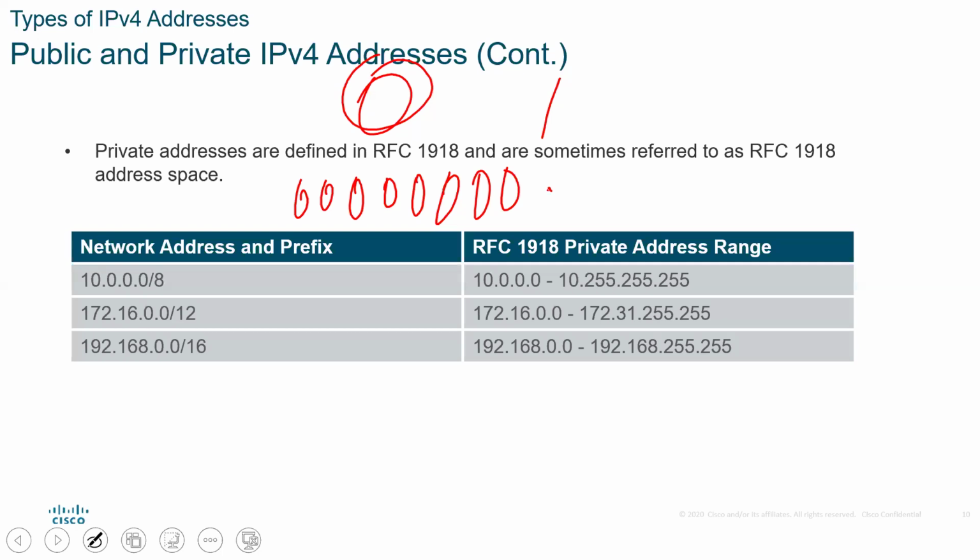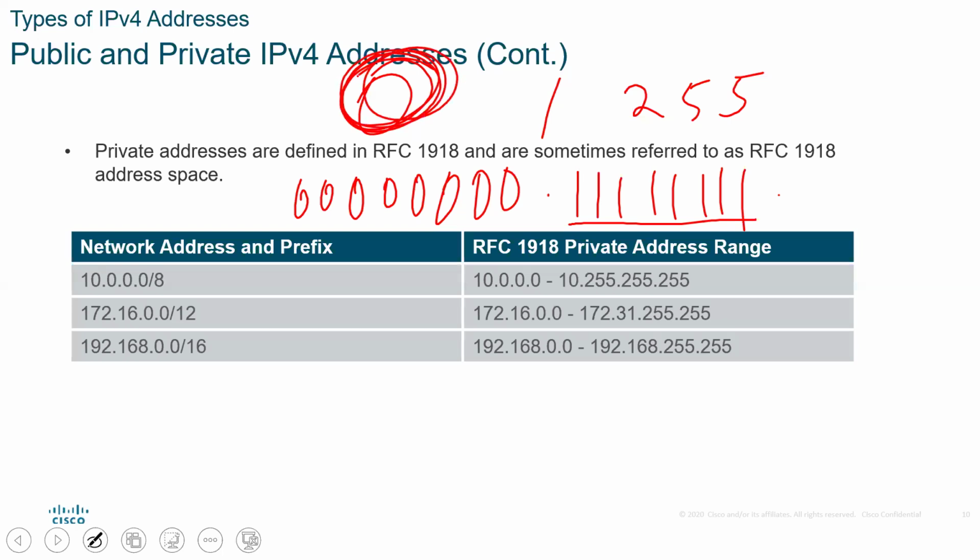Now, the maximum I can have in another octet is all ones, because it's binary. I have 1, 2, 3, 4, 5, 6, 7, 8. All right, that is another octet. If I convert this one to decimal, I'm going to have 255. Okay, so which means the lowest value I'm going to have in IP addresses is 0. And the highest value I'm going to have in an octet is 255.